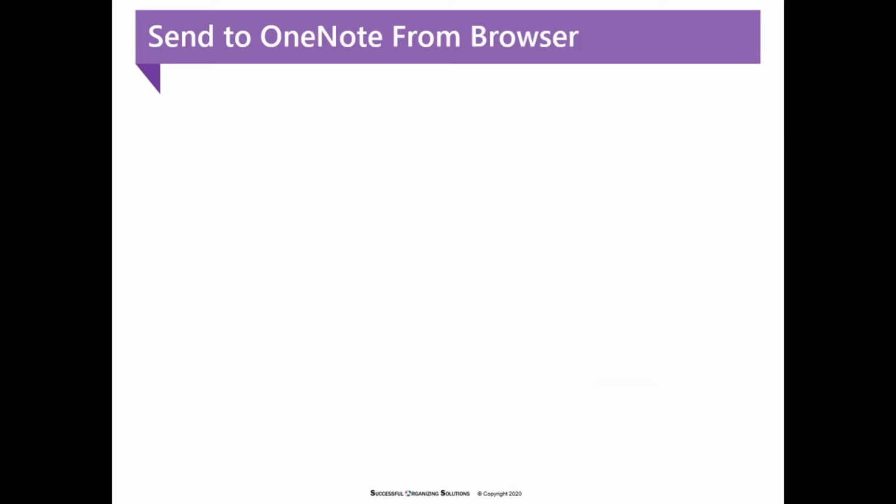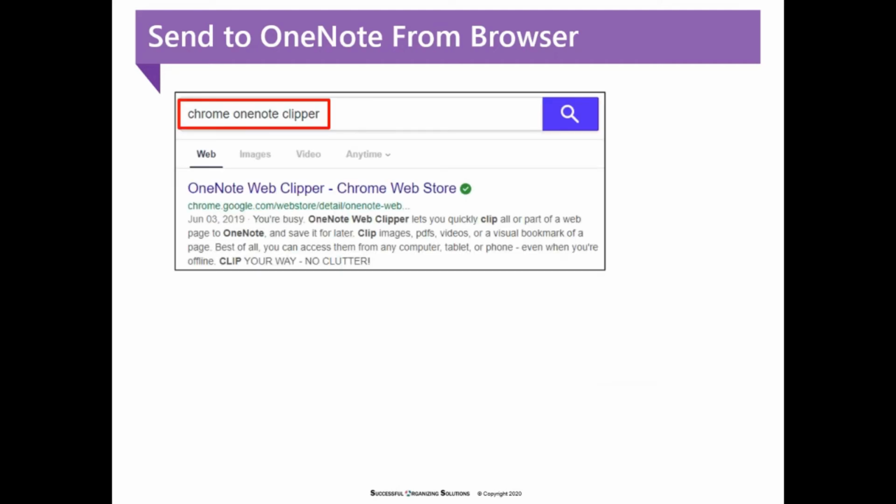So earlier I showed you how to grab a screen snip, but what if you want to grab a whole article from a web page, which doesn't fit on the screen? You have to scroll and scroll and scroll. You can add what they call the OneNote Clipper to your browser. So open your browser, whatever your preferred search engine is, and search for OneNote Clipper. In this case, I use Chrome, so I just opened up Chrome and typed, look for the Chrome OneNote Clipper.